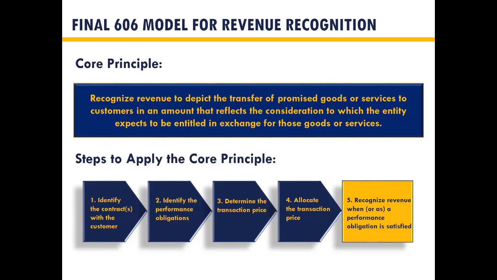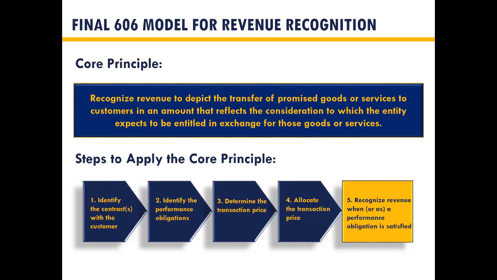A couple of things to point out here. A performance obligation is capable of being distinct, meaning the customer can benefit from that good or service, and it has to be separately identifiable within the context of the contract. So keep in mind that there could be more than one performance obligation within the contract.